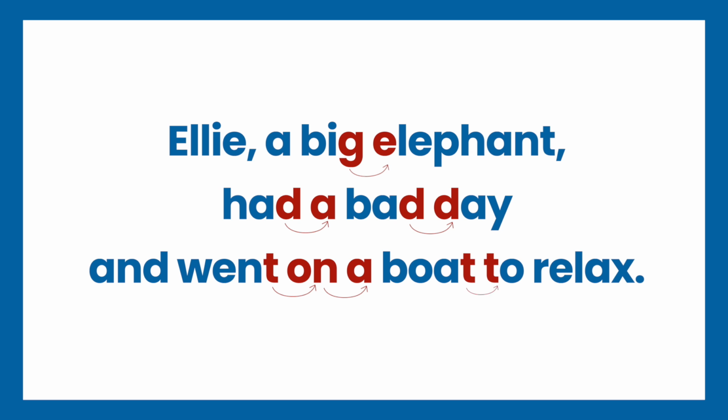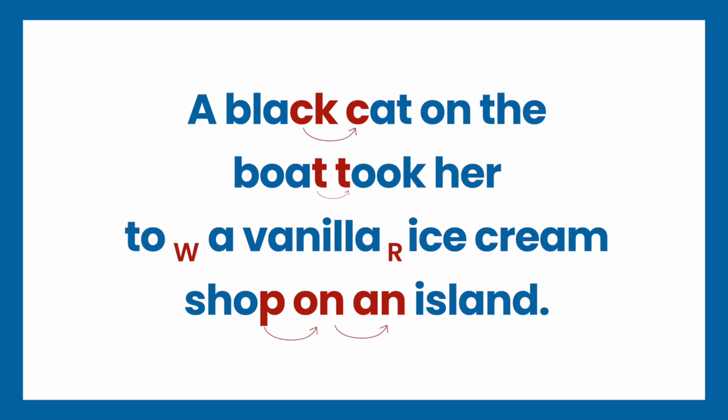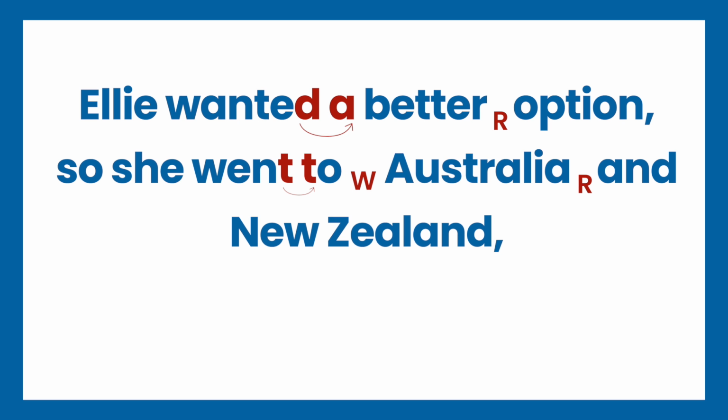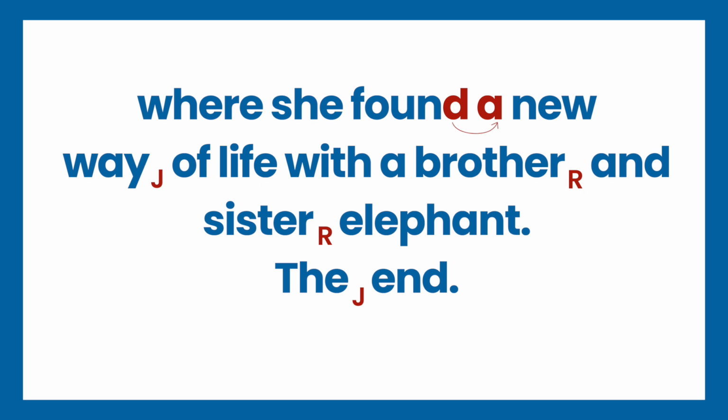Ellie, a big elephant, had a bad day and went on a boat to relax. A black cat on the boat took her to a vanilla ice cream shop on an island. Ellie wanted a better option, so she went to Australia and New Zealand, where she found a new way of life with a brother and sister elephant.